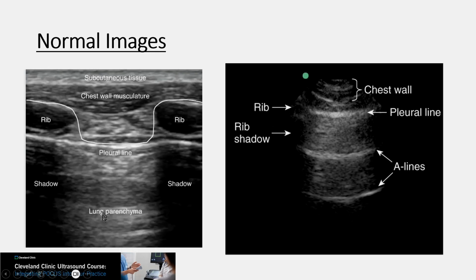And then the lung parenchyma is just represented because the ultrasound image is unable to transduce or go through the middle of the pleural line or the air. In this image, it's captured by a phased array or a more low frequency probe, and this is just an example of what that same image looks like.